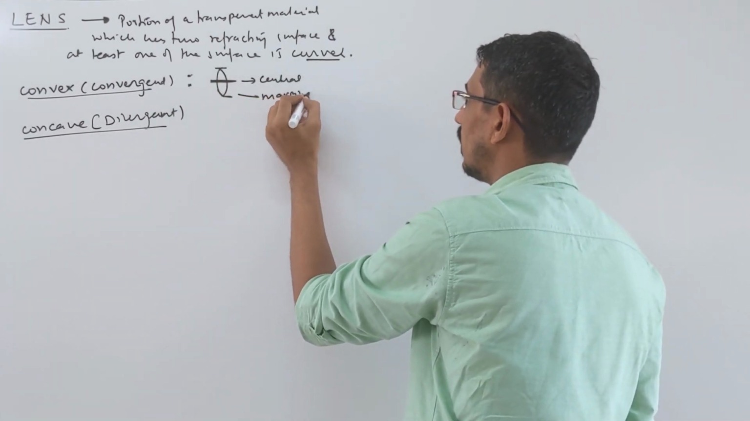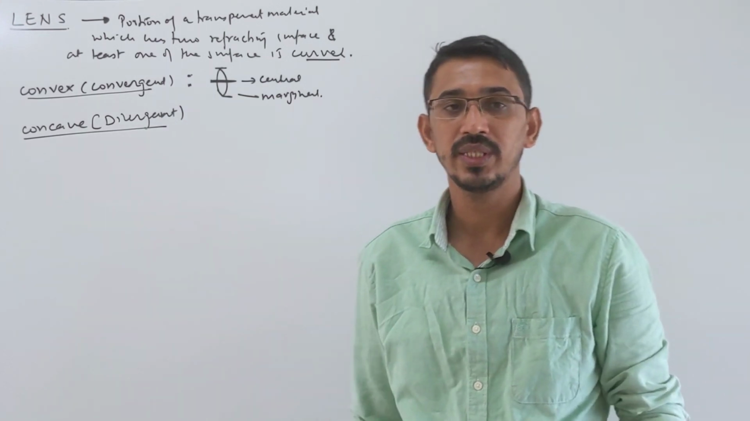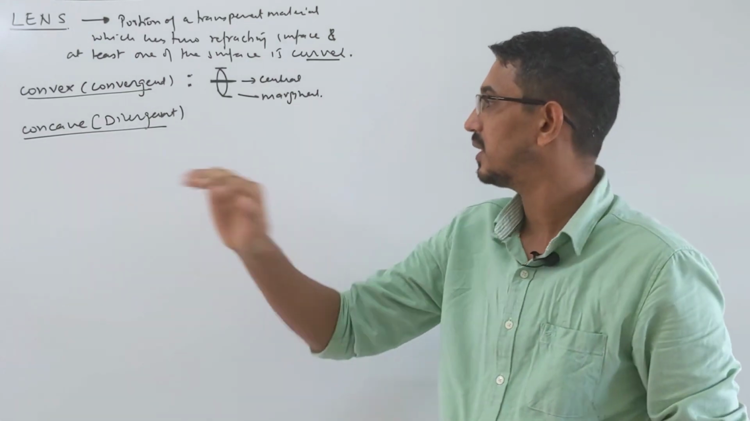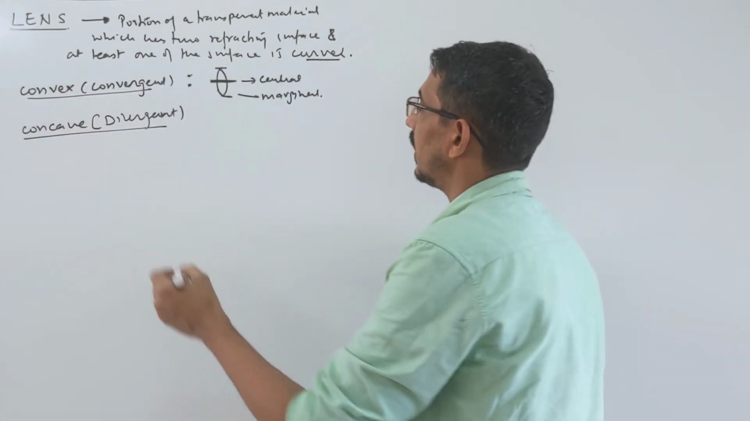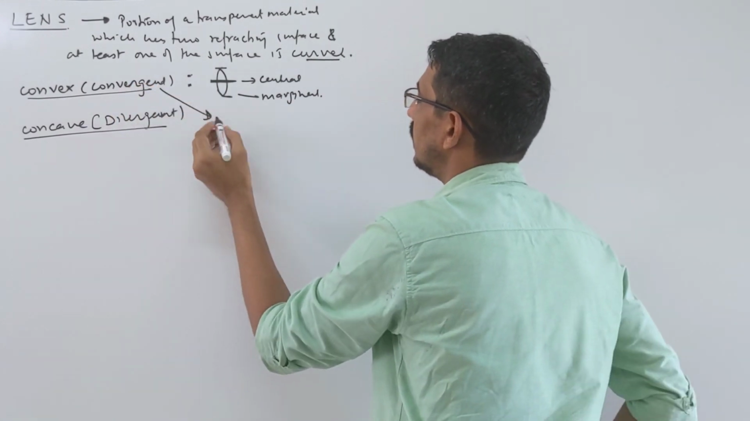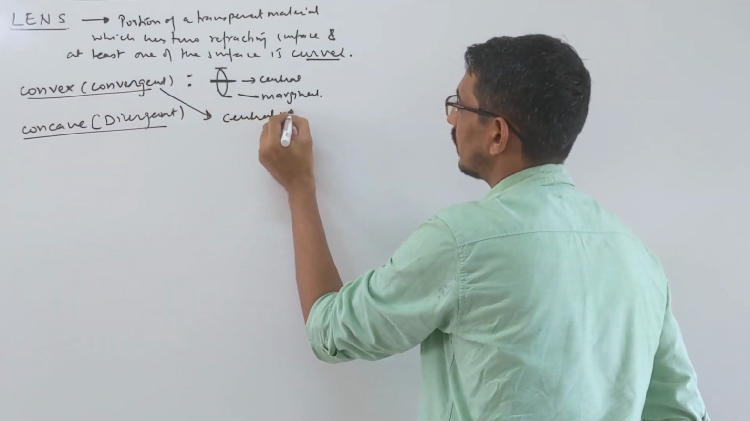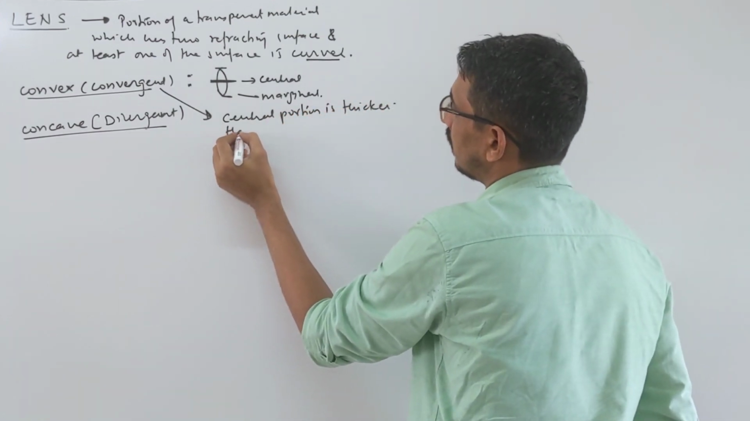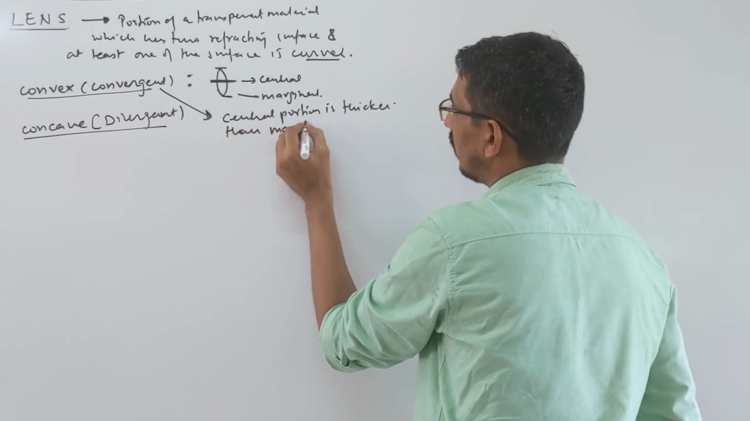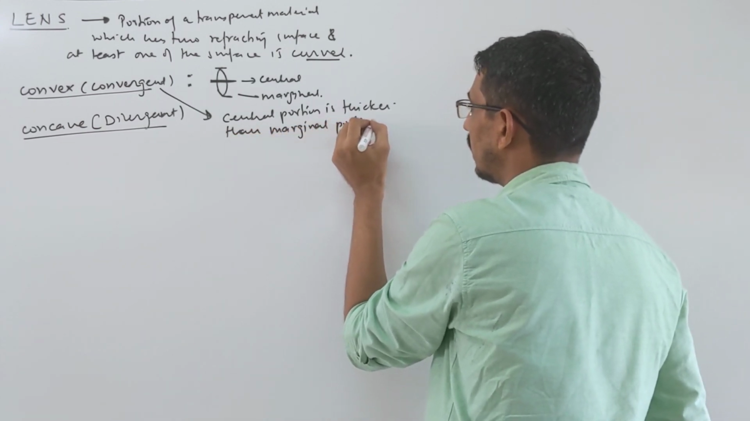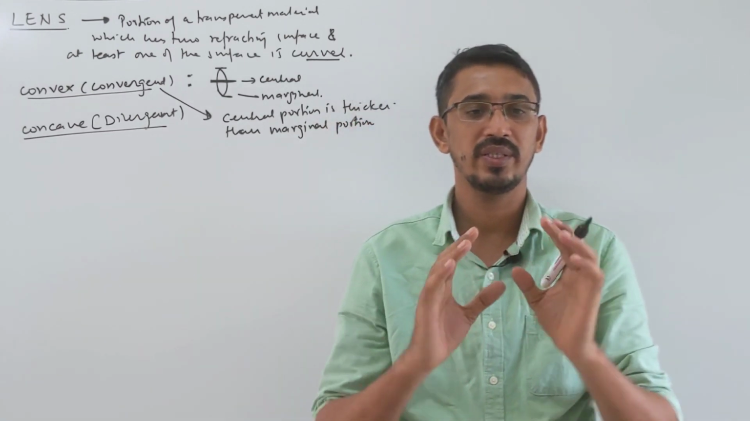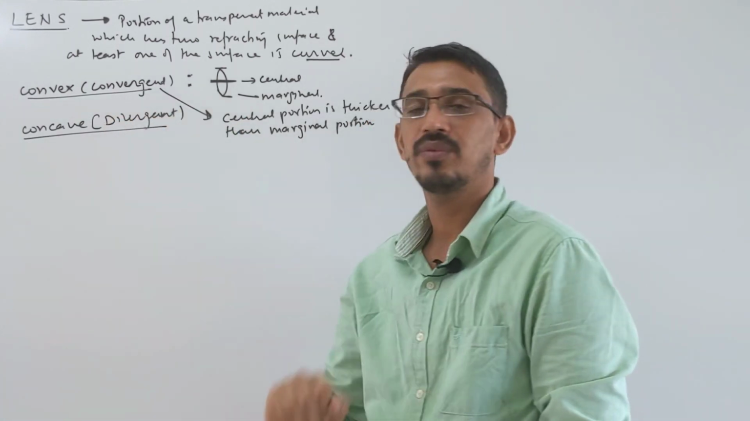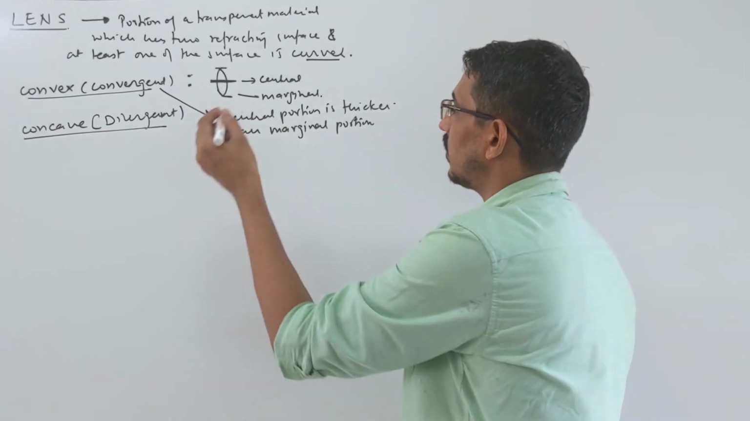So physically, how do you say it? If the central part of the lens is thicker than the marginal part, then this type of lens is called a convex lens. I'm writing a few words to understand it better. The central portion is thicker than the marginal portion; it is thick at the central part, then becomes thin at the up and bottom marginal parts. So this type of lens is called your convergent lens, or convex lens.